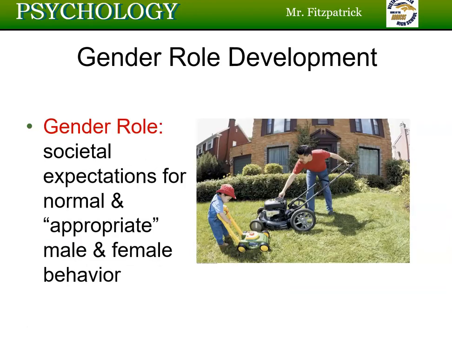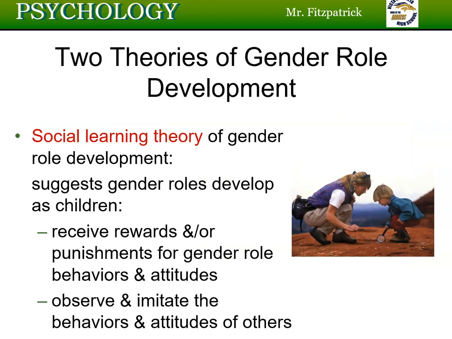So how are gender roles developed? Well, there are different theories. One is that there are societal expectations for what's normal and appropriate male and female behavior. Those are the gender roles we give. The social learning theory of gender role development suggests that these gender roles develop as children receive rewards and punishments for gender role behaviors and attitudes.